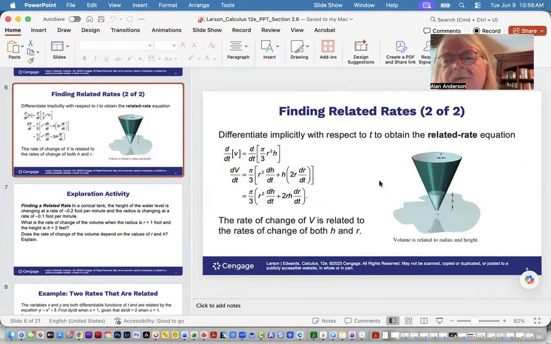All right. So we'll stop right here. And then next time we'll pick it up with 2.5, which is implicit differentiation. Okay. So I'll see you then.